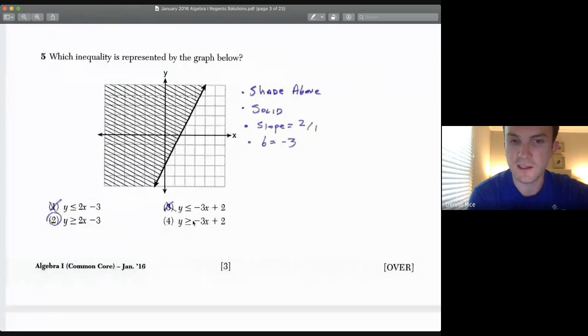I see that it's solid. I see that it's shaded above. I see that the slope, count, rise, and run is 2 over 1. I see the y-intercept is -3. The y-intercept rules out 50% of the choices here. Shaded above, so you can figure out from there. Number 5 is choice 2.